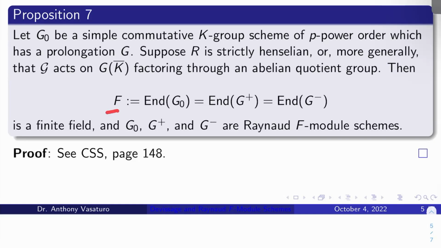Then F, which I will define to be the endomorphisms of G0, which incidentally are also the endomorphisms of G plus and G minus, where G plus and G minus are the sup and the inf under the ordering that we put on prolongations last video, is a finite field. And so what we find actually is that G0, G plus, and G minus are actually Raynaud F module schemes under this setup. And so for a proof of this, you can see CSS page 148.